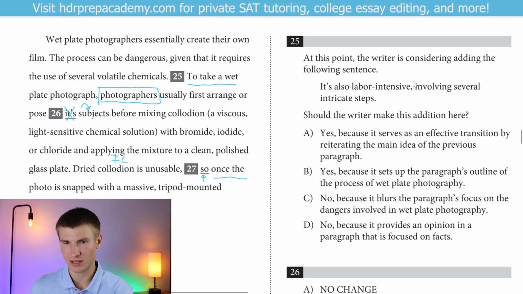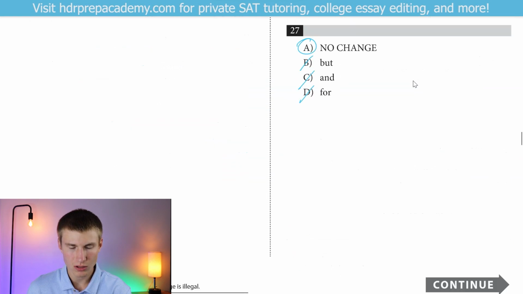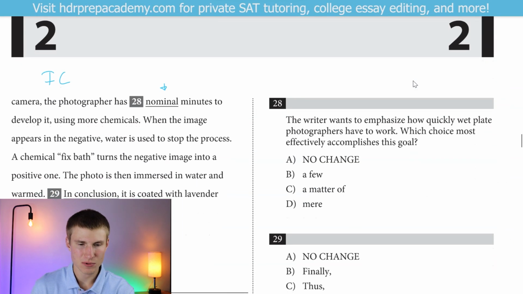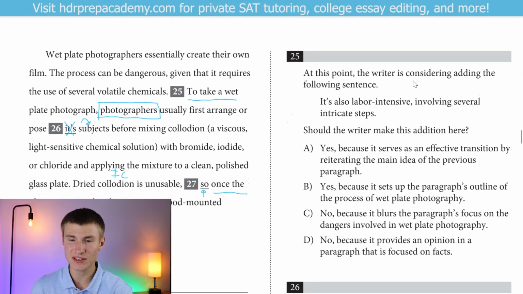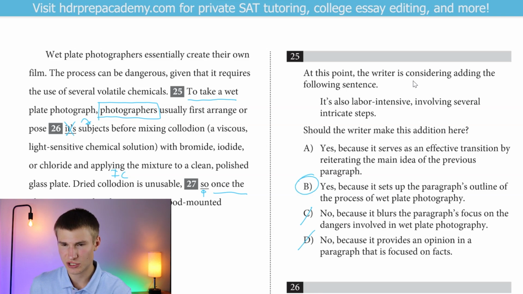Now going back to 25 a minute, okay, should we add in that it's labor intensive involving several intricate steps? Well, what we're ultimately seeing is that we are illustrating these steps that it takes, right? We have when the image appears in the negative, water is used to stop the process, chemical fixed bath turns the negative image into a positive one. So we're describing that process. Should we add this? Yes. Why? Because it sets up the paragraph's outline of the process of wet plate photography. Okay, we're not serving as an effective transition by reiterating the main idea of the previous paragraph. We're setting up this current paragraph and that outline of the process that we're making throughout the rest of this paragraph. So answer for 25 would be answer choice B.